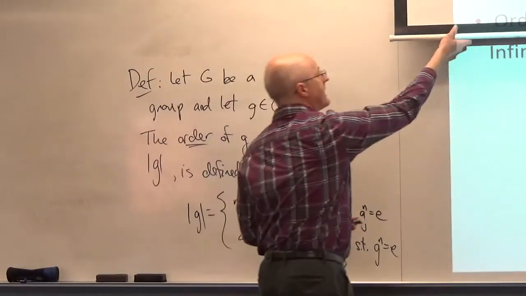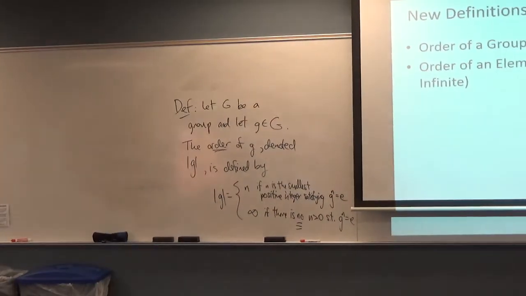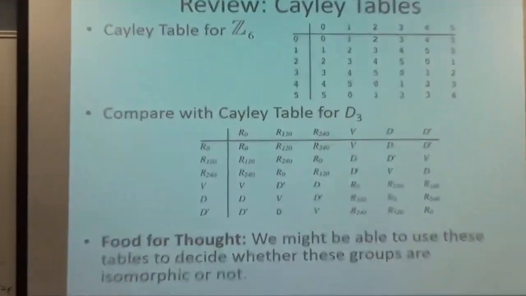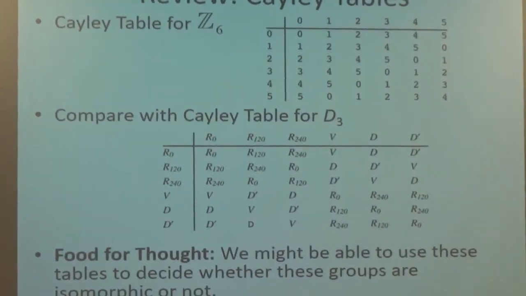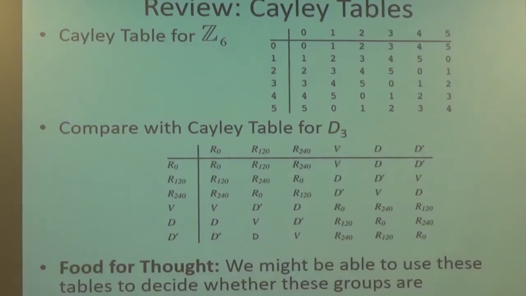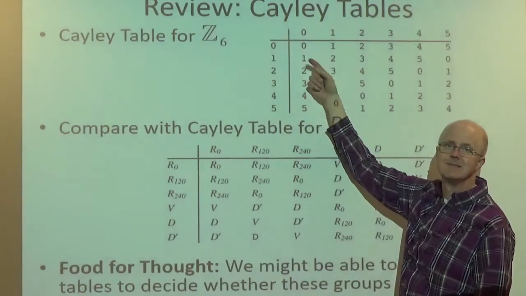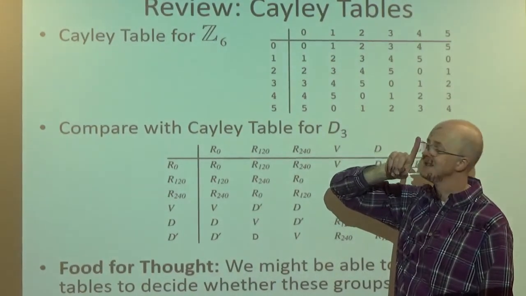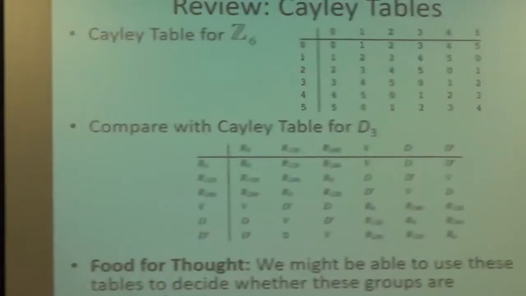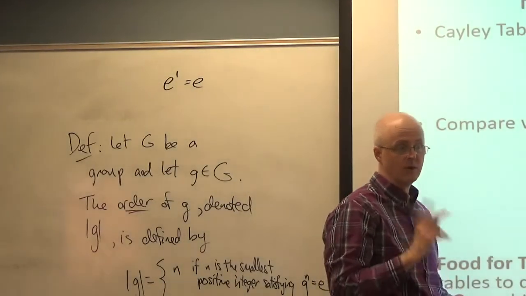Let's go back to the Cayley table quick. So Z6 and D3 both have order 6. How about orders of elements? What's the order of the identity element? 1, actually. The order of e is 1 because 1 is the smallest positive integer making this equation true. The order of the identity in any group is 1.